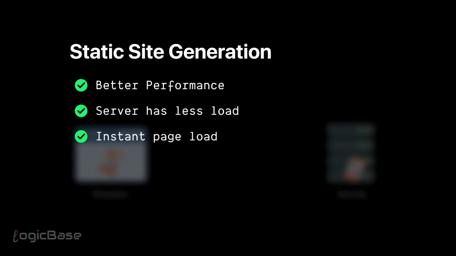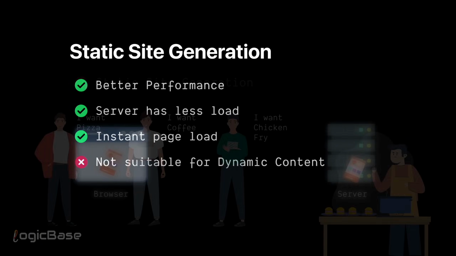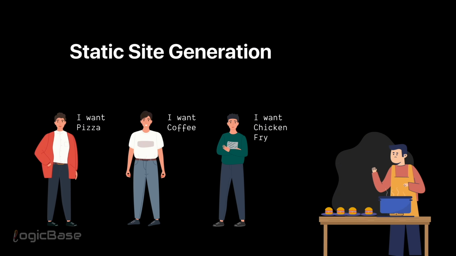SSG's biggest advantage is performance, but it has a limitation. Since the pages are only generated once during the build time, if your content changes frequently, like user-specific info, live data, or real-time updates, SSG isn't enough. Let's say someone walks into the restaurant and orders a dish that hasn't been prepared beforehand, or whose ingredients keep changing all the time. The pre-cooked version won't work. It has to be made fresh on the spot.